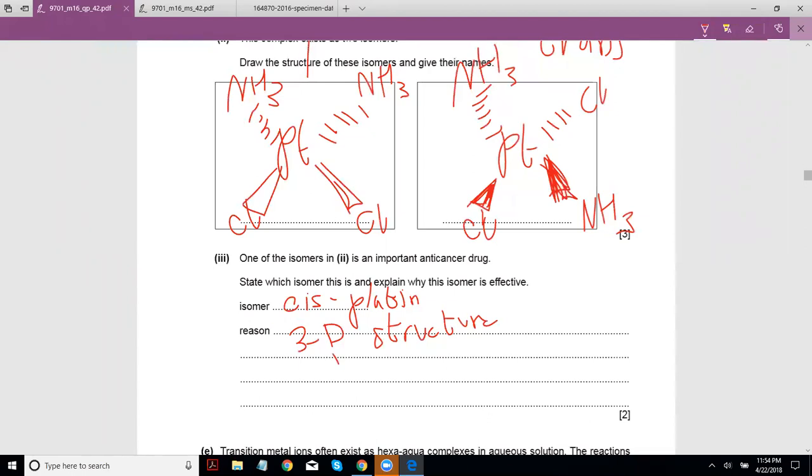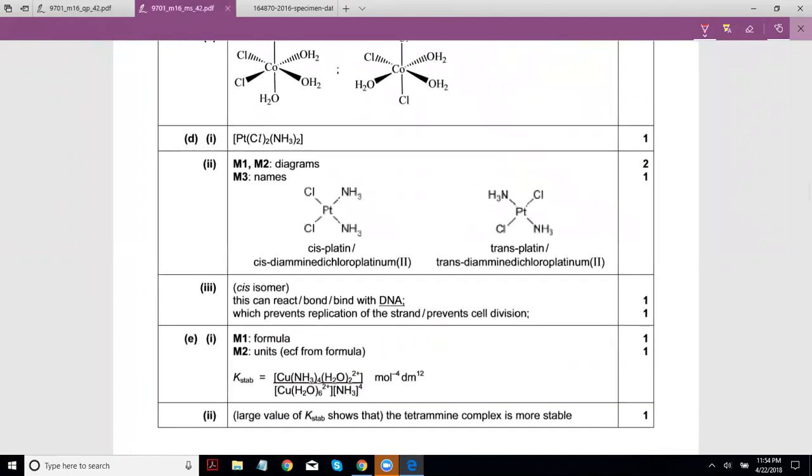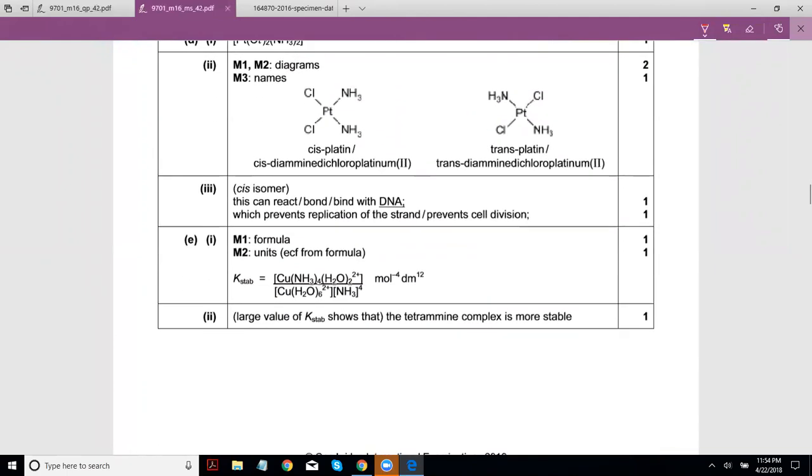Okay. I'd advise we look at how the marking scheme phrases it. Yes. For theoretical questions like this, it can bind with DNA. You don't need to know cisplatin, just the cis isomer. Yeah, the name is different. Okay, so the key term is DNA.